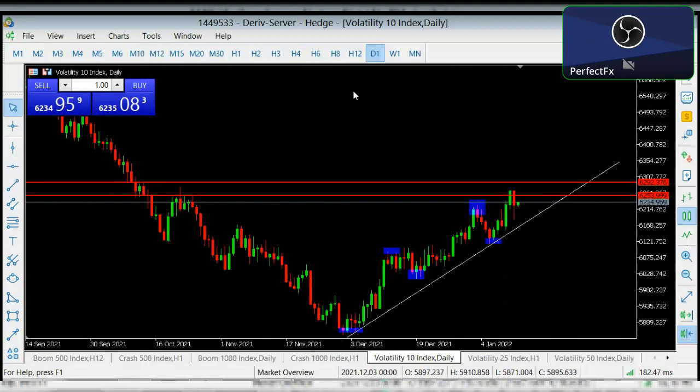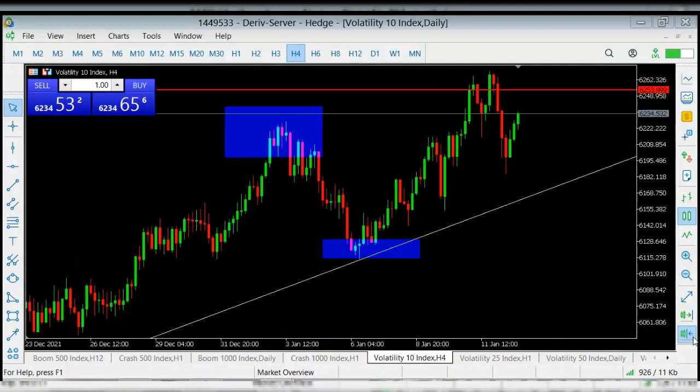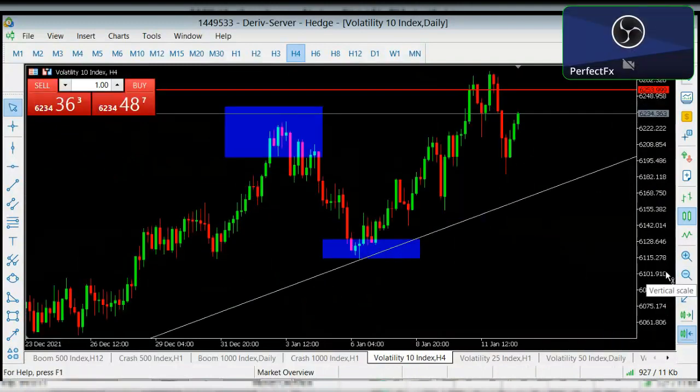After identifying all these, we would want to scale down to the 4 hour time frame. As I said, go to the daily time frame to mark out zones and understand the trend of the market. Then you can break it down to the 4 hour time frame to further see what the market is doing.